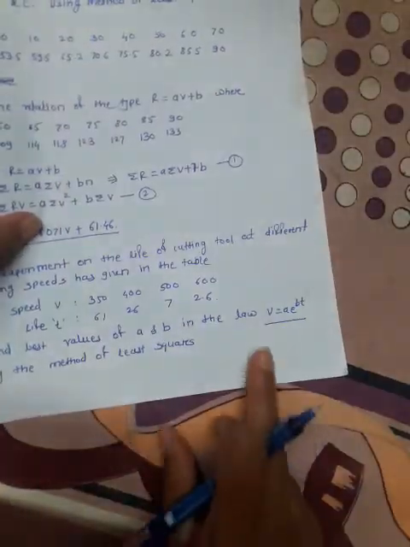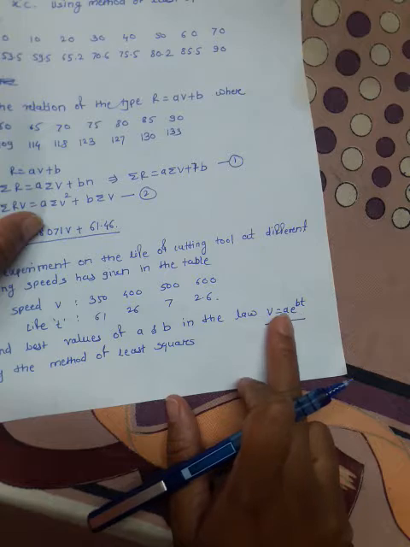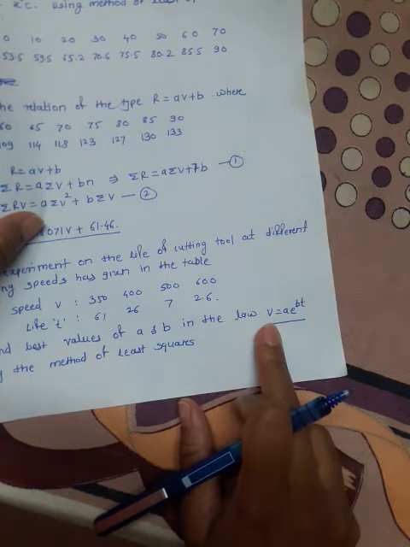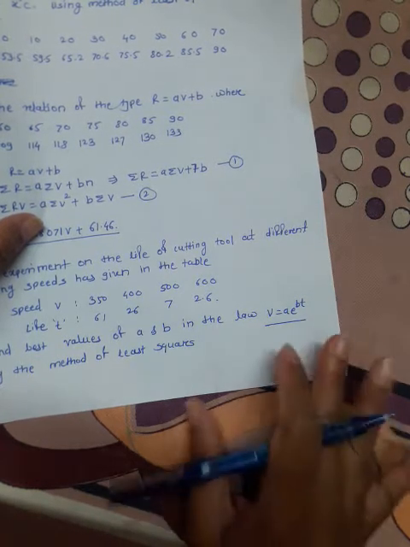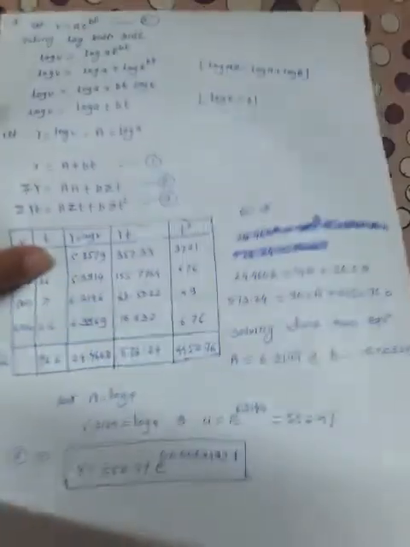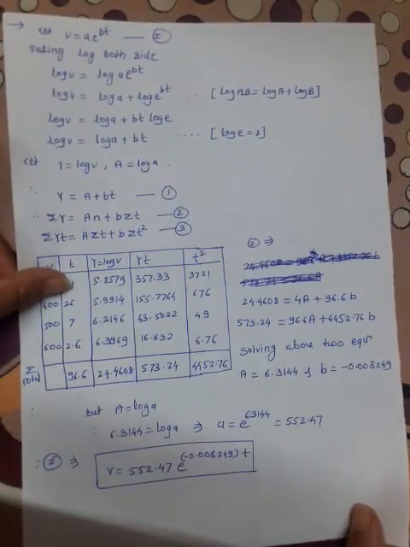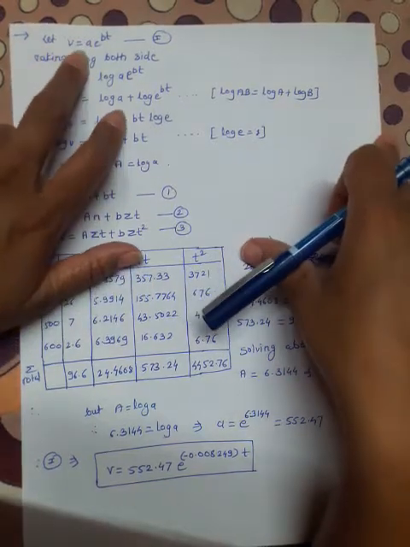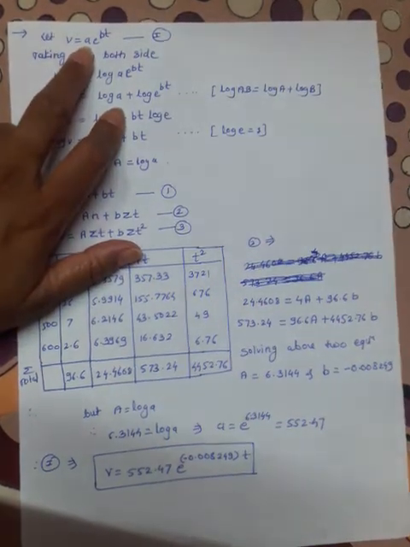Whenever there is such an example where exponential or index format is there, you have to use log on both sides. Okay, this is the first step. Let us consider v is equal to a e raised to bt. This is the given equation.